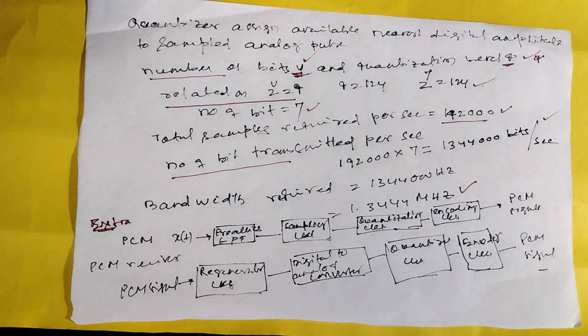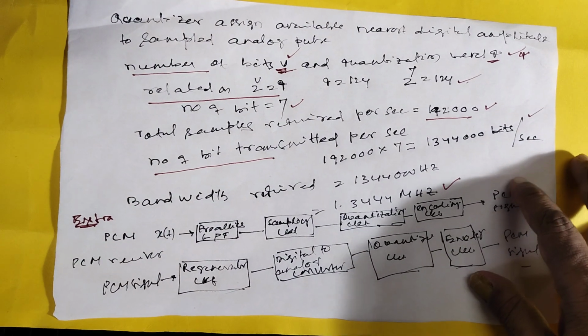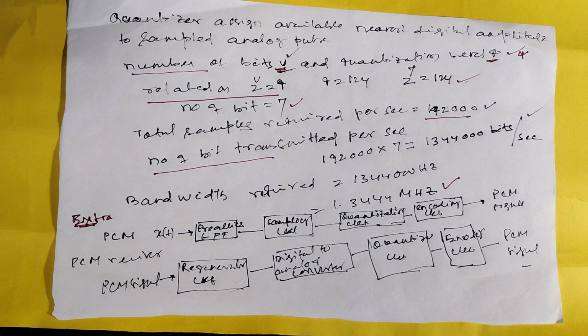There is a relationship between quantization and the bit rate. So what is the relationship? 2 to the power V is equal to Q. Q is the quantization levels, V is the number of bits. So 2 to the power V is equal to 128. The number of bits is 7.